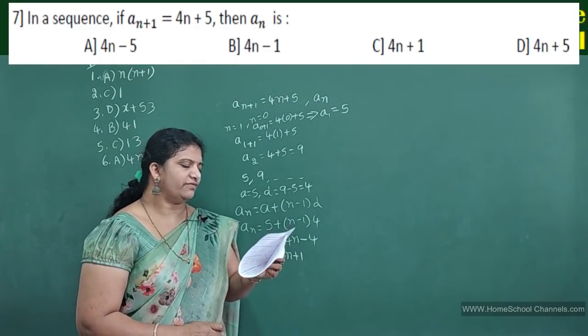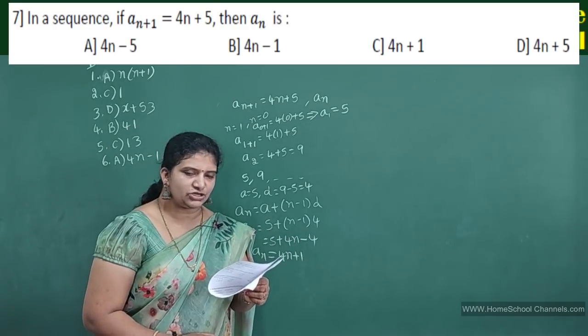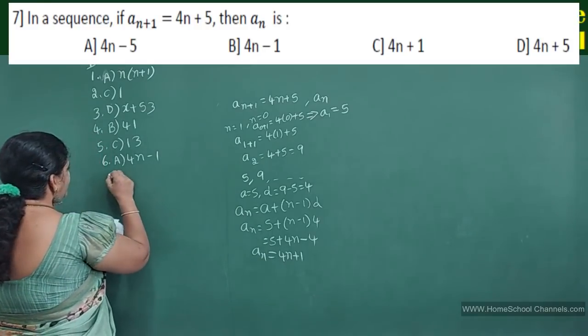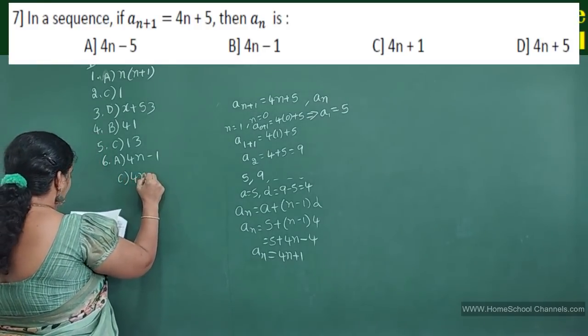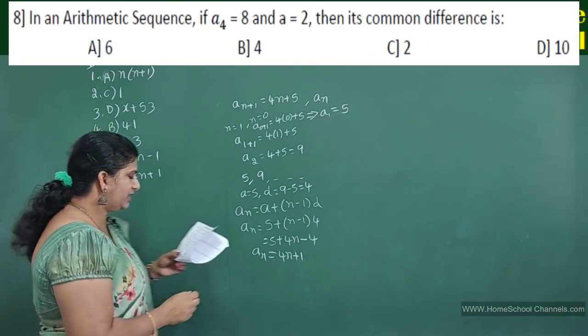Check for the option where you have 4n plus 1. It is your option C. Option C, 4n plus 1. Seventh one done. Next, eighth one.